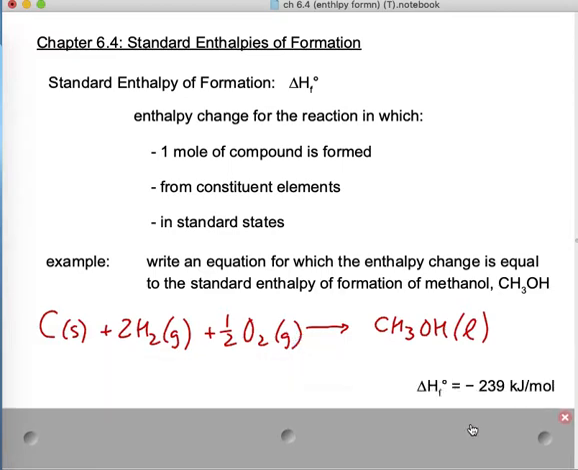Now, that does not mean that I can do this. You probably can't take 1 mole of carbon, 2 moles of hydrogen, and half a mole of oxygen, and in one magical step make a mole of methanol. Okay? But again, it doesn't matter because of Hess's law. If you could carry out this reaction, this is what the enthalpy change would be.